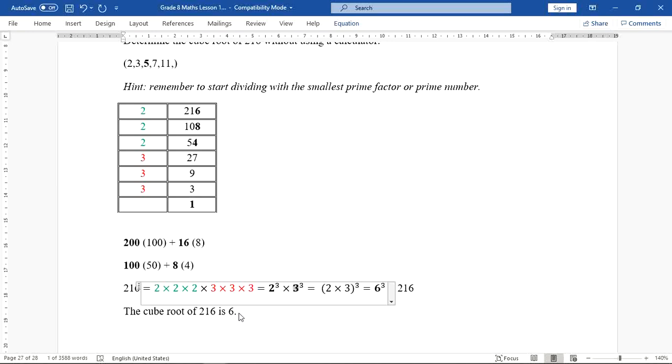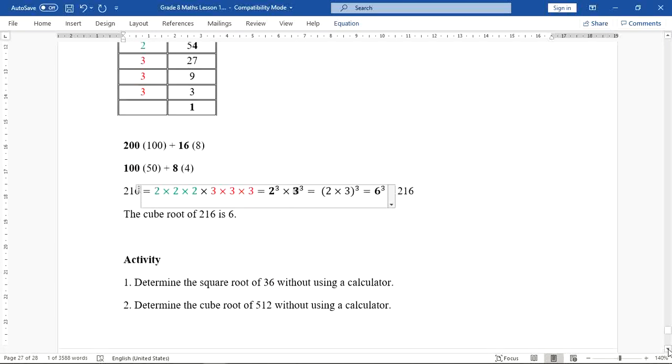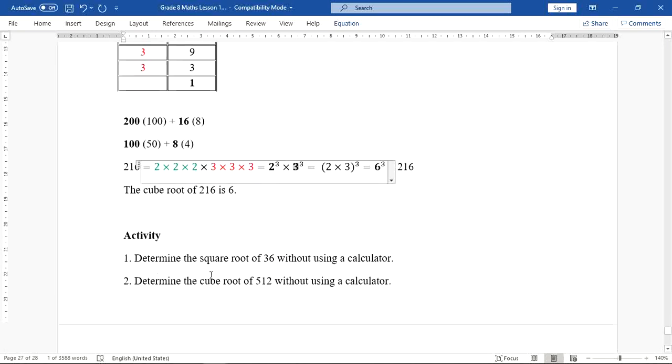All right, my friends, I hope you have picked up something here. So what I want you to do is do these 2 activities. You are going to determine the square root of 36 without using a calculator using the same method I've shown you here. And also part 2, determine the cube root of 512 without using a calculator.